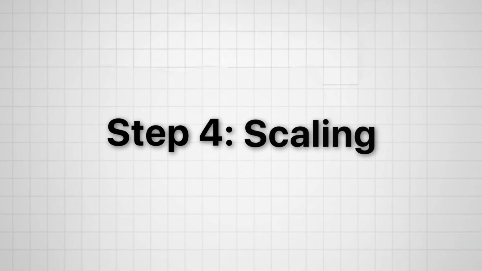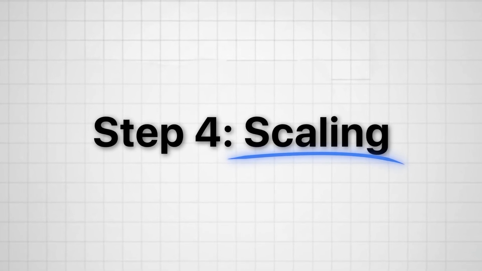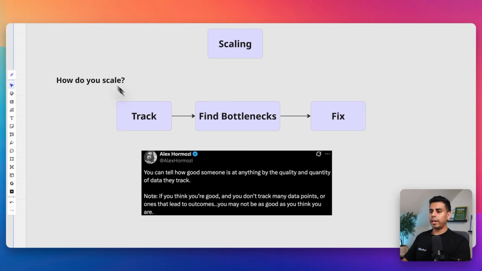Okay, so this brings us on to how we scale our whole system. And the way we scale is basically, first we have to track what we're doing. We have to find the bottlenecks and then fix them. And I really like this quote from Alex Hormozi, where he says you can tell how good someone is at anything by the quality and quantity of the data they track. If you think you're good and you don't track many data points, at least the ones that lead to outcomes, you might not be as good as you think you are.